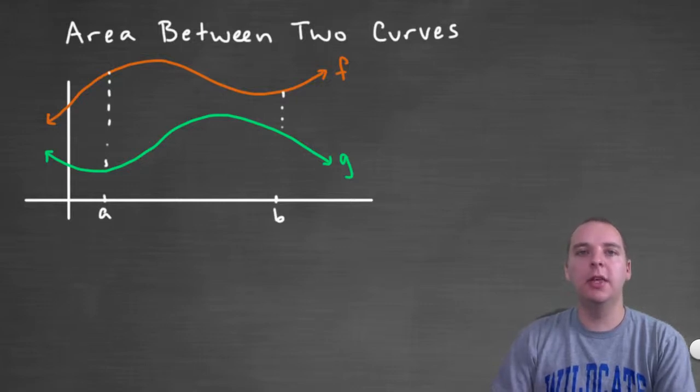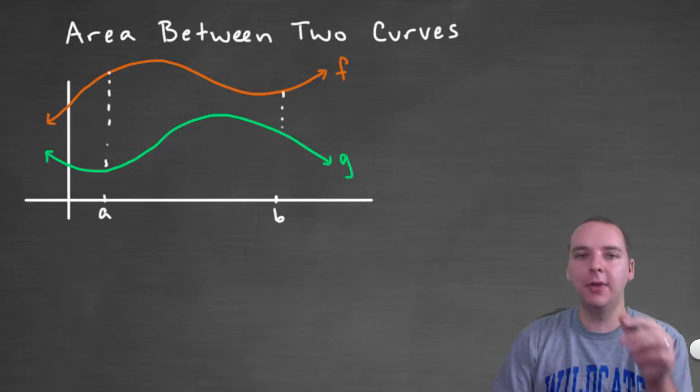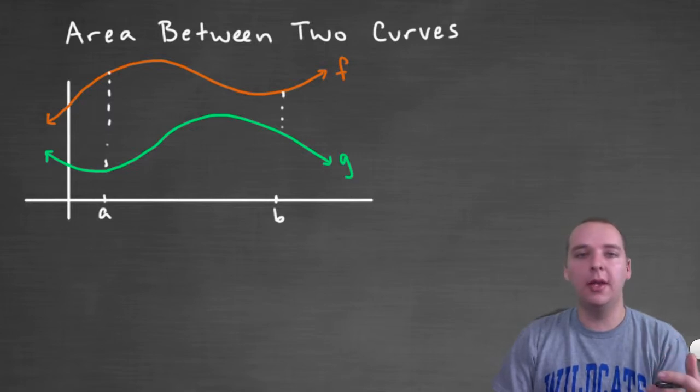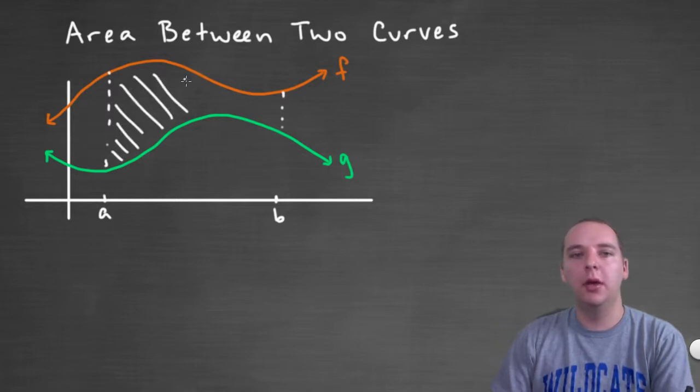In this video, we're going to take a look at how we find the area between two curves. Now, we already are familiar with area under a curve with definite integrals. But what that does is find the area from the function all the way down to the x-axis. What we're doing here is a little different. Here I only want the area that's trapped between one curve and another.